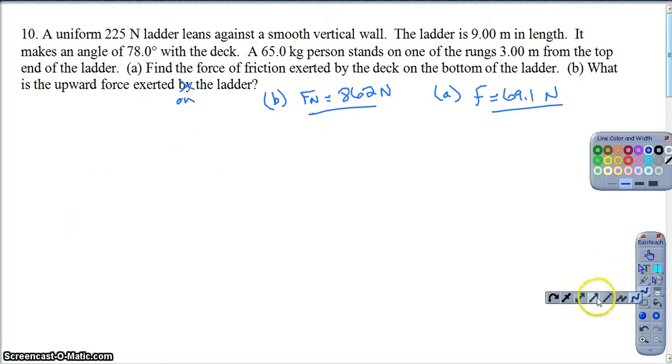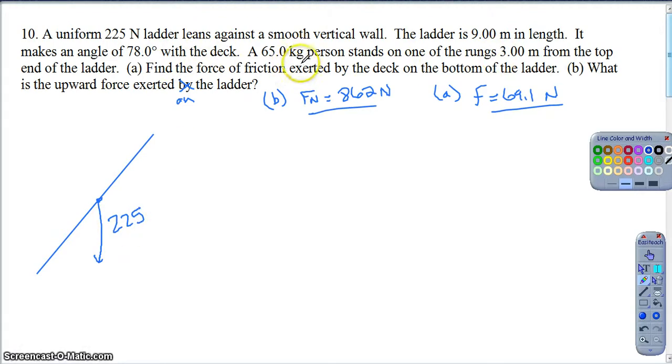Right, so if I think about the ladder, the first thing that I want to think about is, what are all the forces acting on this ladder? Well, they give me all of the different weights. So I know the force of gravity of the ladder itself would be acting from the middle. So I have 225 newtons pulling down from the middle. And then I've got a 65 kilogram person standing 3 meters up from the bottom. So 65 kilograms times 9.8 would give me their force of gravity, which would be pulling down from over here. We can certainly calculate that number in just a moment as well.